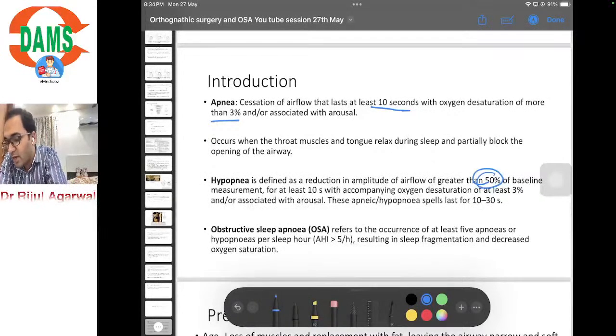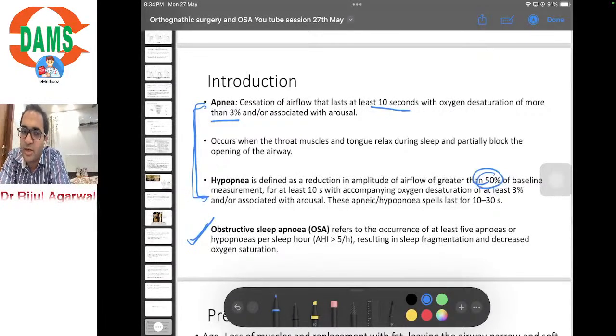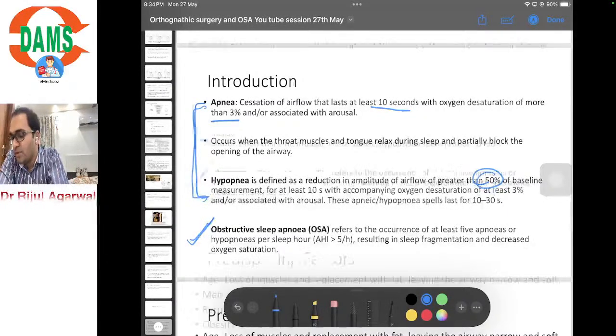So what is obstructive sleep apnea? If these two episodes, apnea and hypopnea, occur at least 5 in number per hour of sleep, resulting in sleep fragmentation and decreased oxygen saturation, it is termed as obstructive sleep apnea. Again I'm repeating, these two episodes of apnea and hypopnea occurring more than 5 per hour of sleep, resulting in sleep fragmentation, that is frequent arousal from sleep, is known as obstructive sleep apnea.